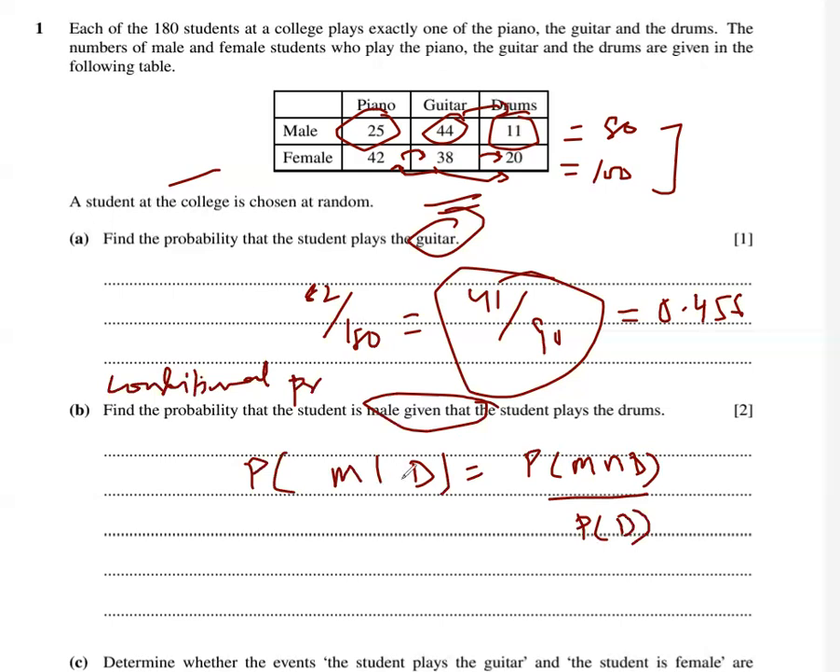Often students make a mistake of interchanging these two values. Now the intersection of drums and male is 11, and P of D, that is the total of drums, is 11 plus 20, that is equivalent to 31. So this is 11 upon 31. If you convert this into decimals, it's like this.